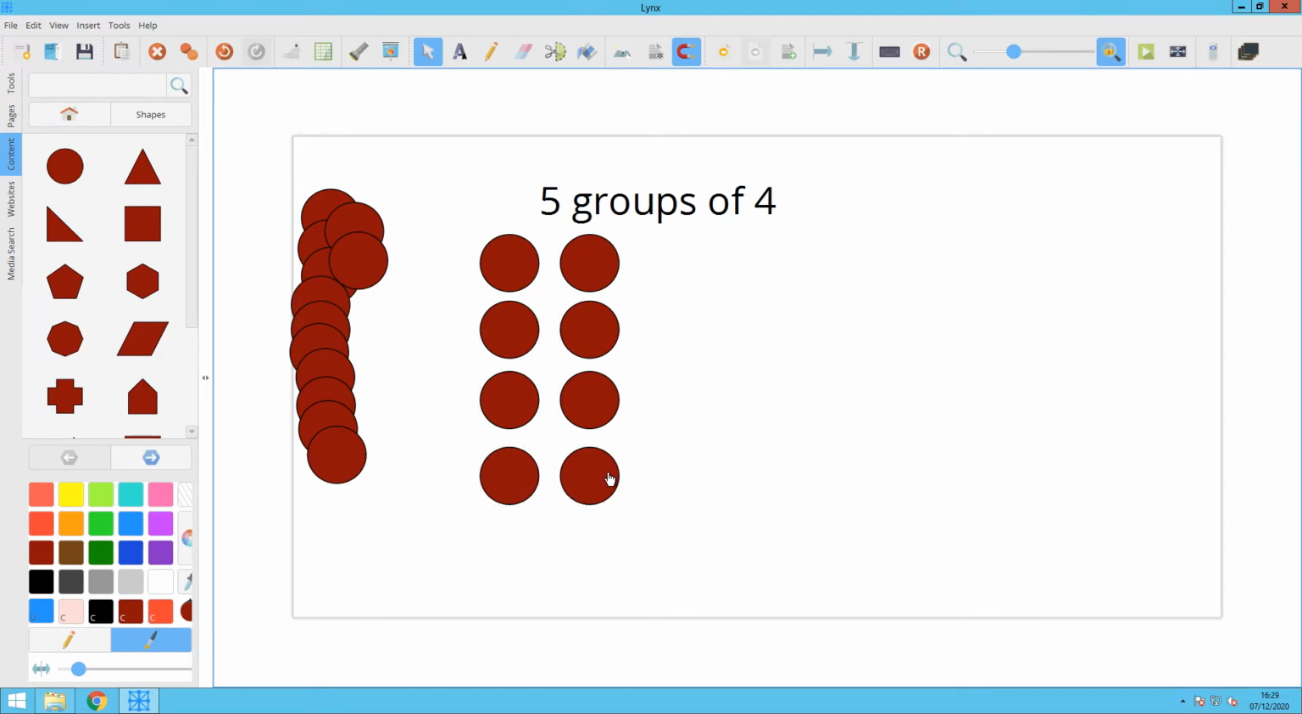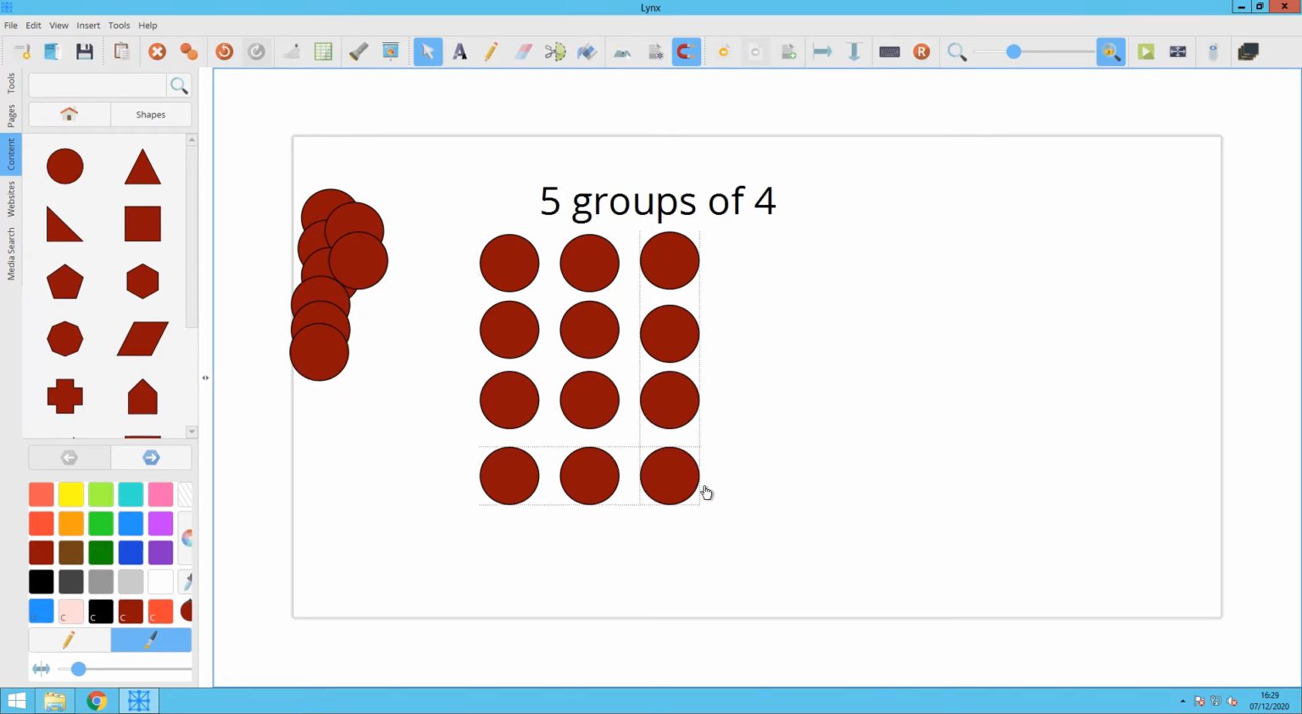So now I have 2 groups of 4, but I will keep going. I feel like I should have picked a statement that had less groups in, because this is taking quite a long time. I'm sorry everybody.